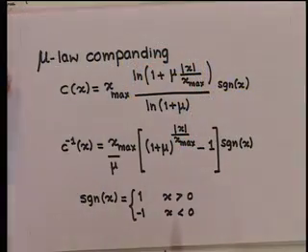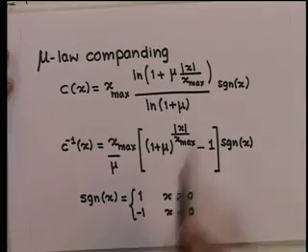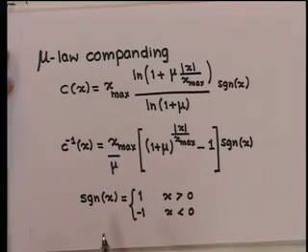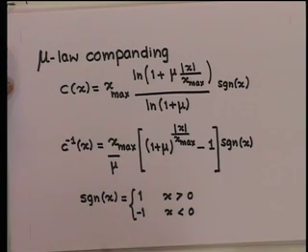Now, two popular practical companding characteristics are as follows. One is known as mu law companding, because the characteristic is a function of a parameter mu and it is given here, and this is the inverse characteristic, that is the expander characteristic, where signum x is equal to 1 for x greater than 0 and minus 1 for x less than 0.